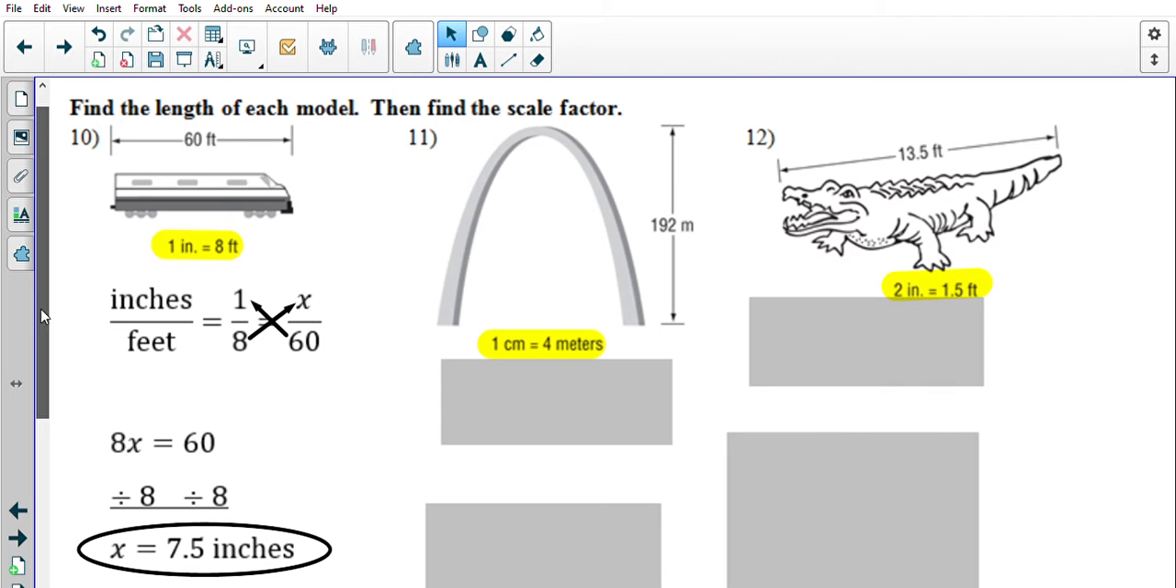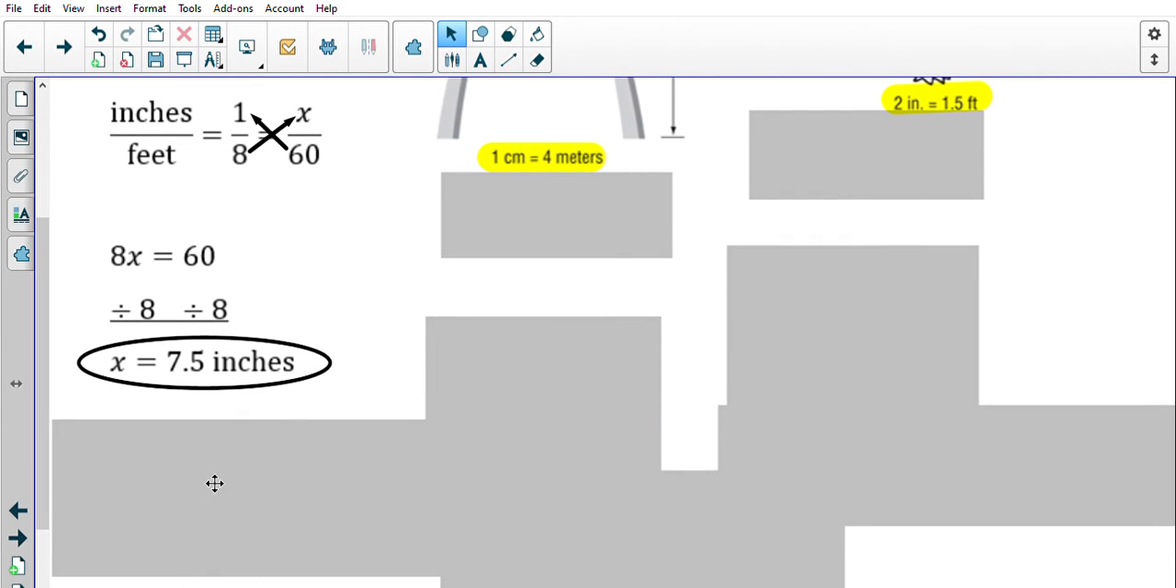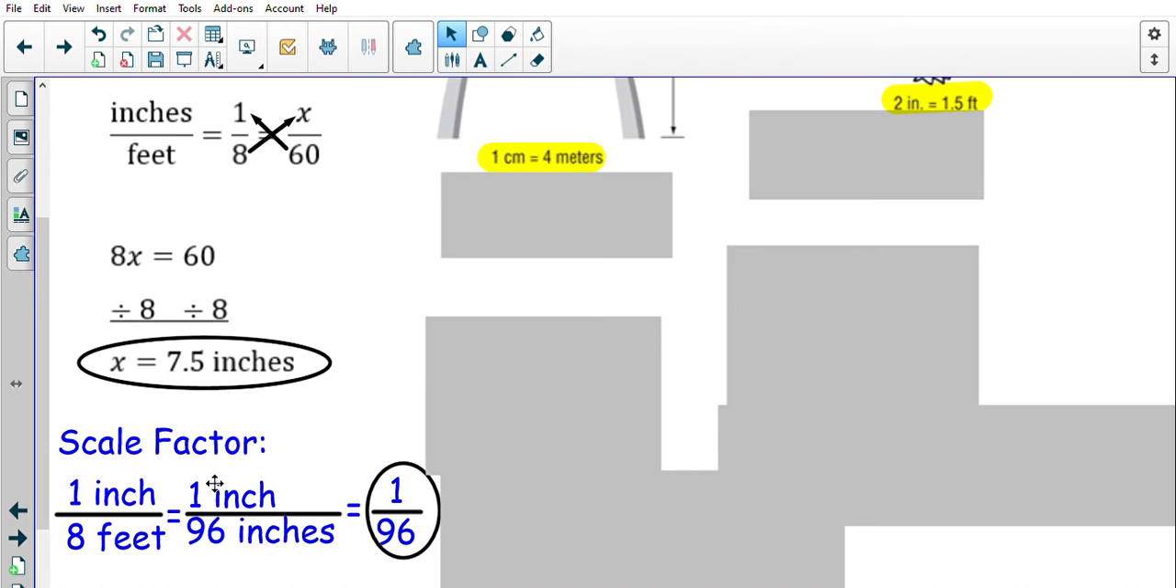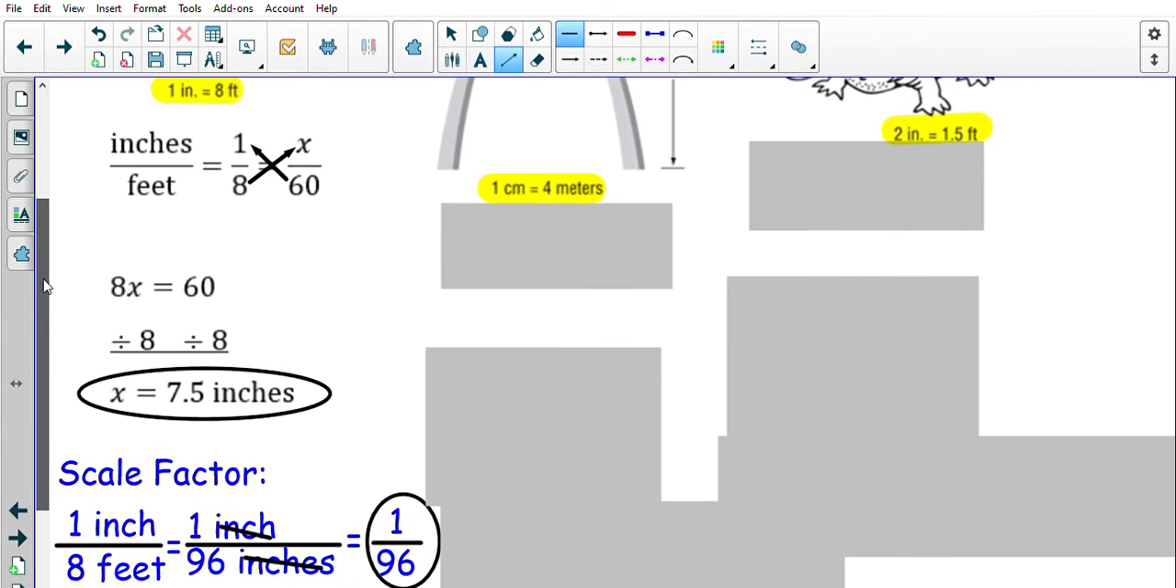Now it does say to find the scale factor in the direction. So take your scale, 1 inch equals 8 feet, write it as a fraction, 1 inch over 8 feet. 8 feet is 96 inches. How did I get that? I took 8 times 12 since there's 12 inches in a foot. Once you have the same unit of measure, you can get rid of those. Our scale factor is 1/96. So our model subway train or train that we have is going to be 1/96 actual size.